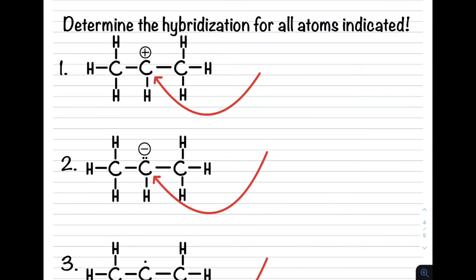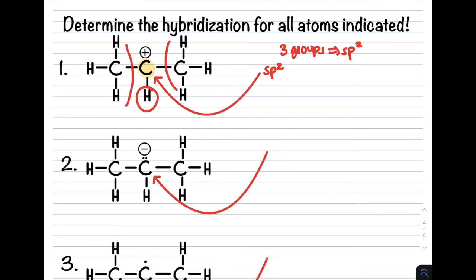Okay, new questions. Pause the video if you'd like to try these on your own, otherwise let's go through them. So for the first question, we have a carbon with a full positive charge. There's no lone pairs as you can see, but it is bonded to 3 things. So we have 3 groups, that gives us sp2. Oh, also as a side note, a carbon with a full positive charge is called a carbocation. Okay, just to let you know that.